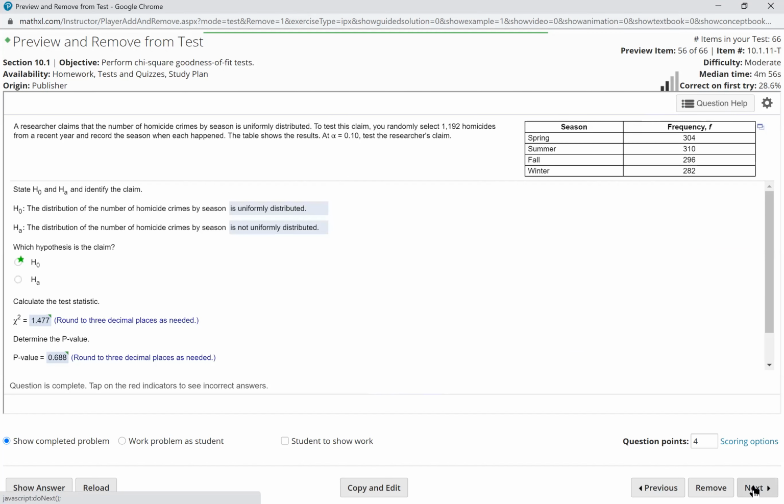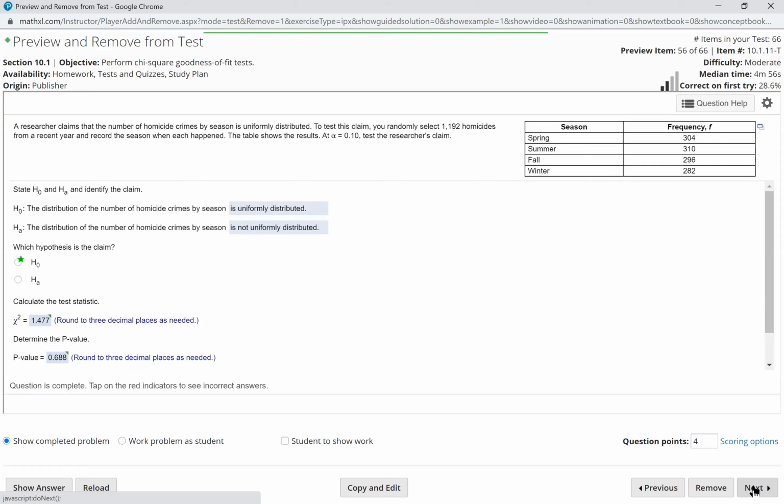A researcher claims that the number of homicide crimes by season is uniformly distributed. Uniformly distributed, guys, means that all of them are the same. So you take the 100% and divide it by 4. So each one of them is 25%. It doesn't give you the percentages, but they are there. To test this claim, you randomly select 1,192 homicides from a recent year and record the season when each happened.